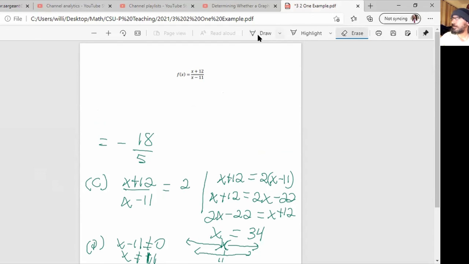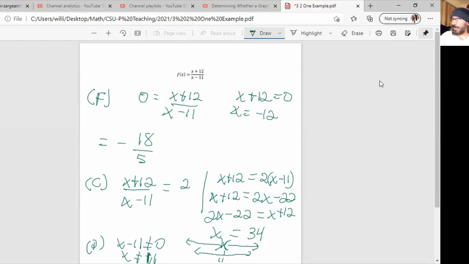So cross multiply, but 0 times that would still be 0. So x equals negative 12. One x value, so only one x-intercept at negative 12 comma 0. And there we have it.